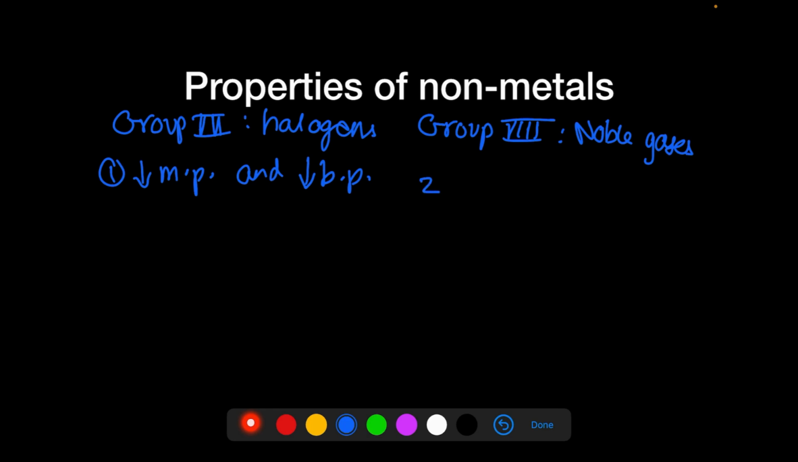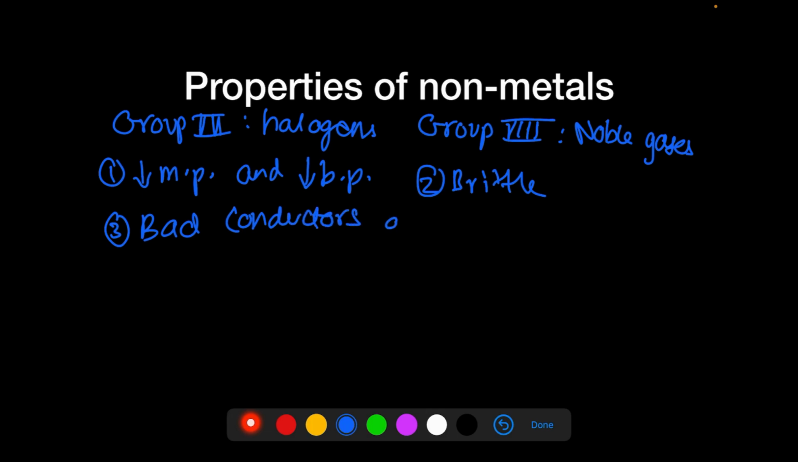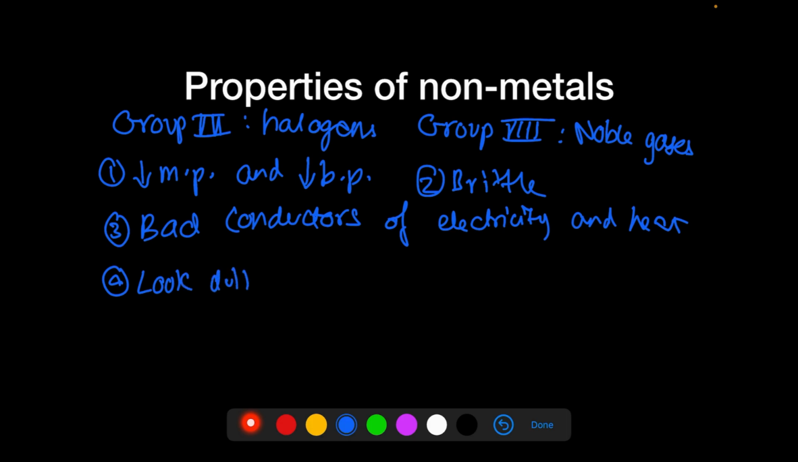They are brittle. They are bad conductors of electricity and heat, except for graphite. They look dull. And they have low density.